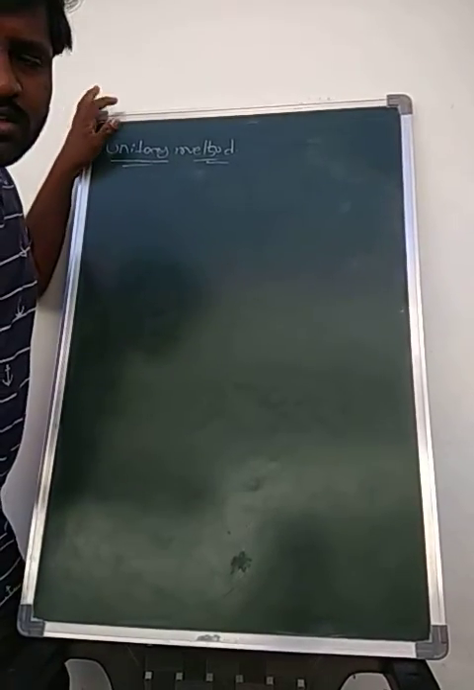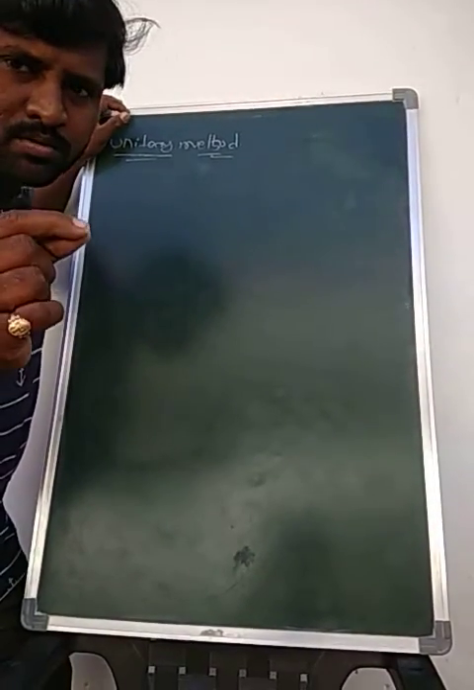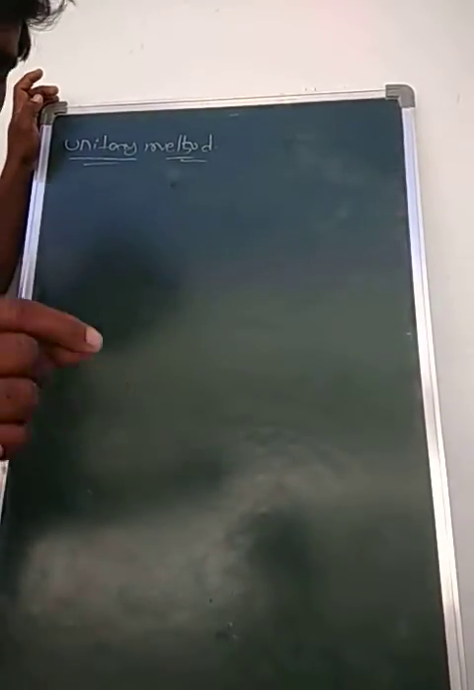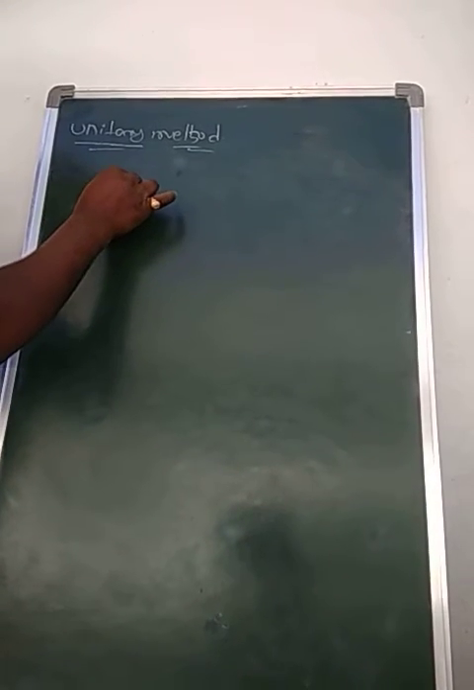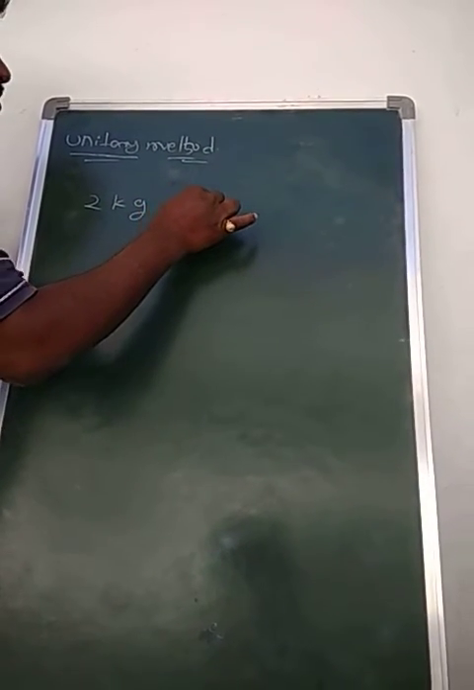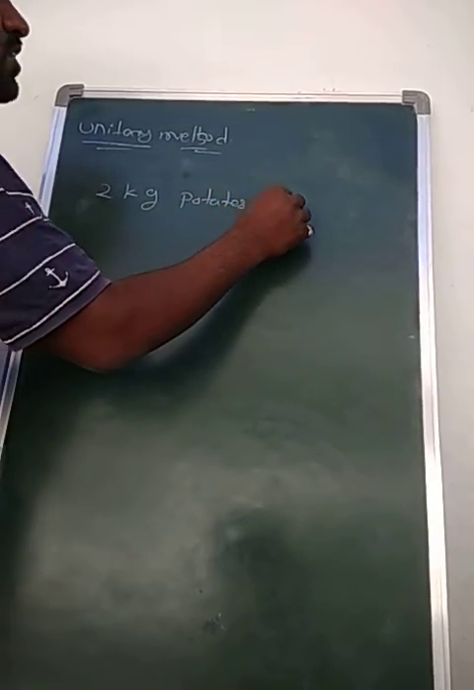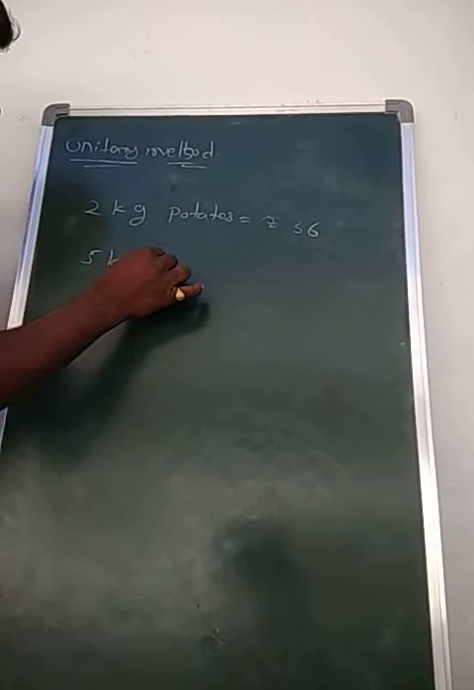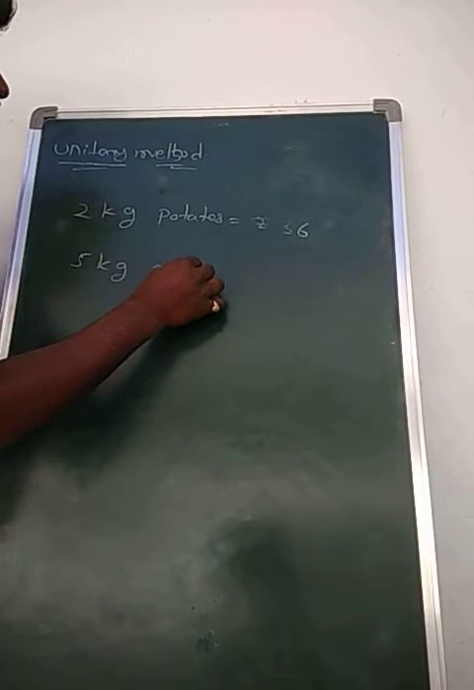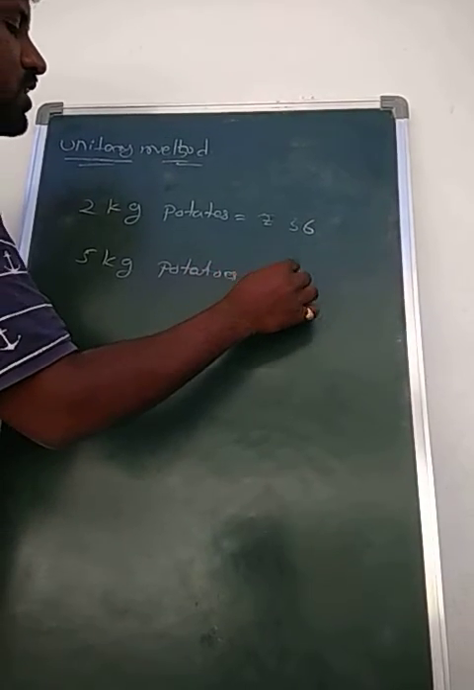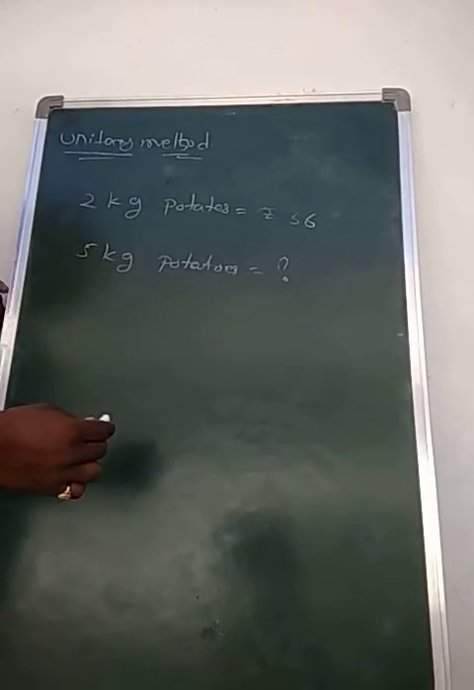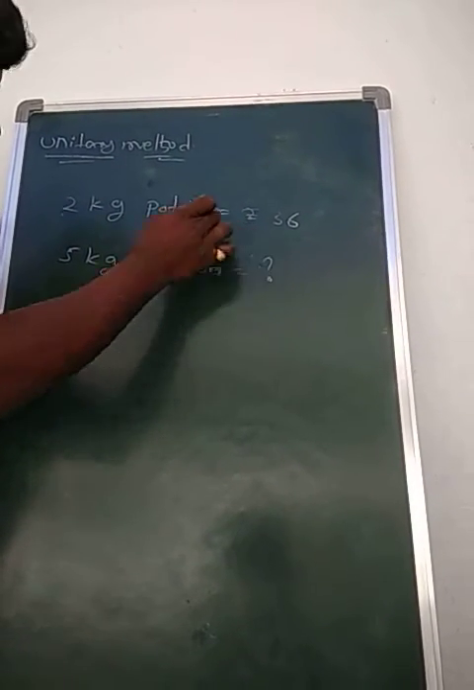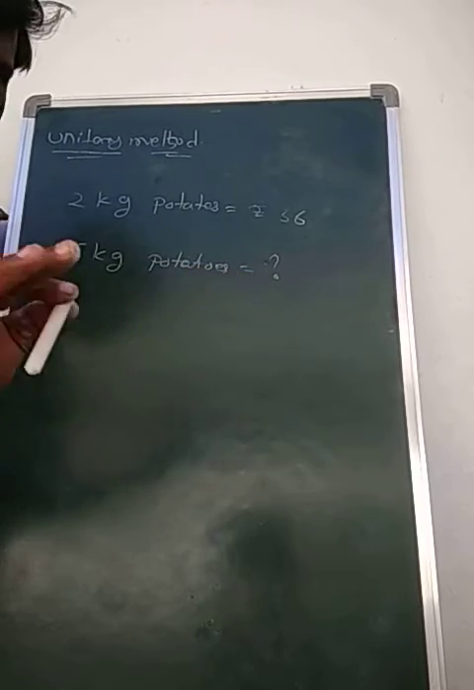Okay students, I am going to explain the same problem in the unitary method. What is the problem? We know 2 kg potatoes is equal to rupees 36. Then 5 kg potatoes is equal to how much? Yes or no, students? That is the question actually.